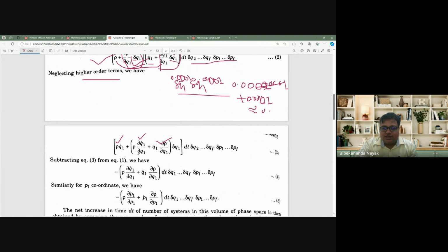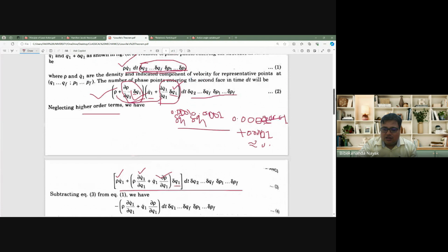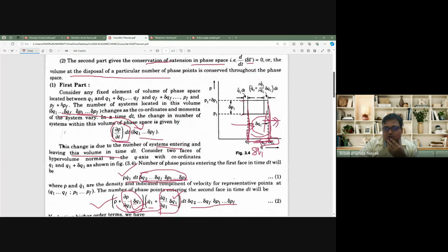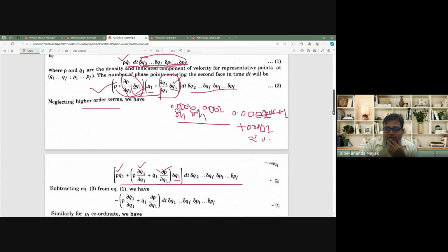So we have only these three terms, and taking delta q1 common, I can write it like this. Can you derive this or not? Any problem? It is important. Liouville's theorem is a very important question.